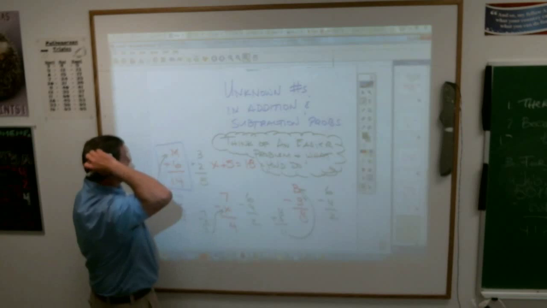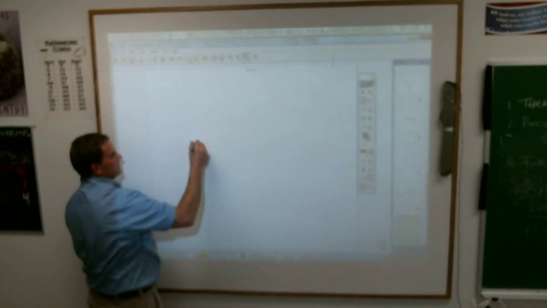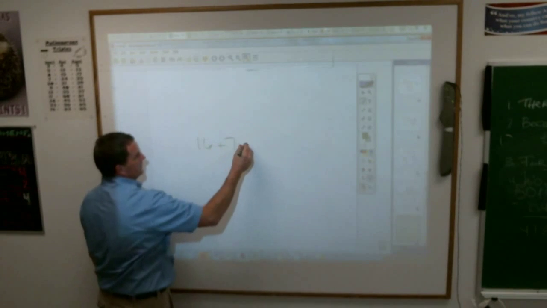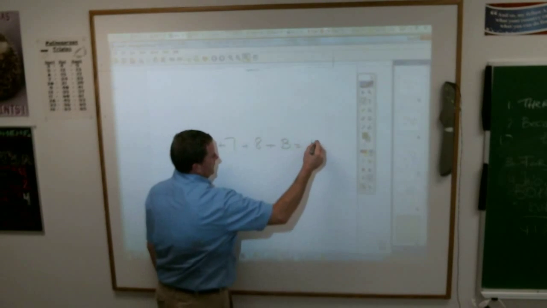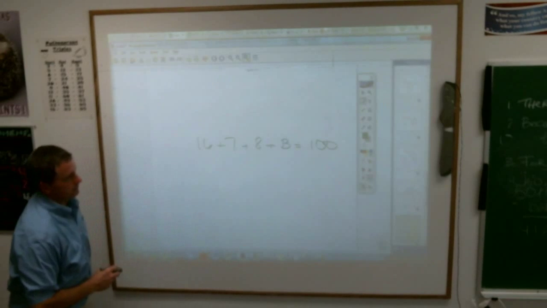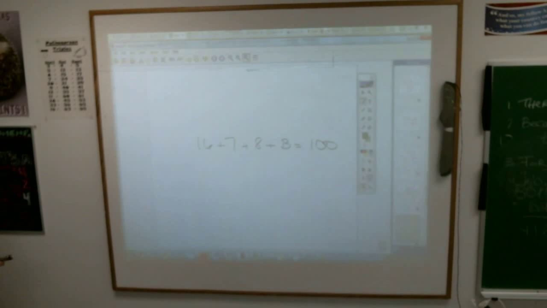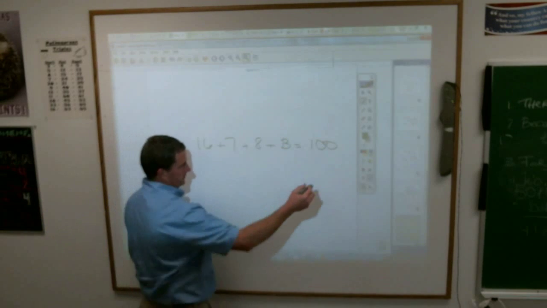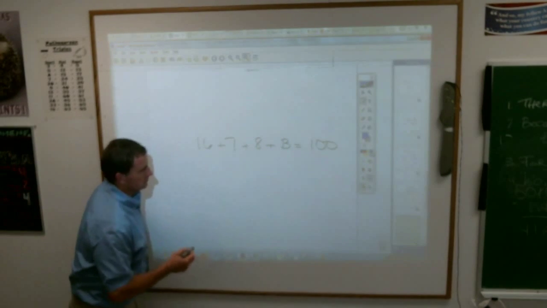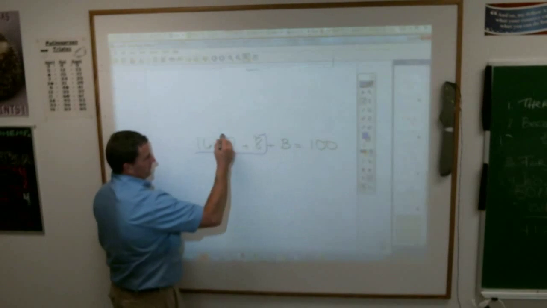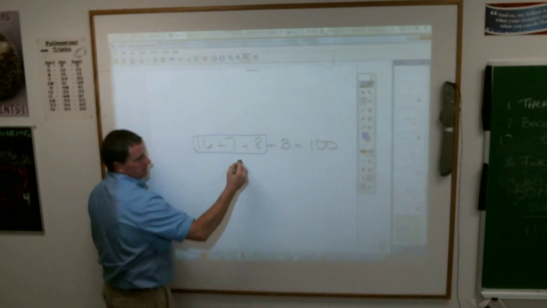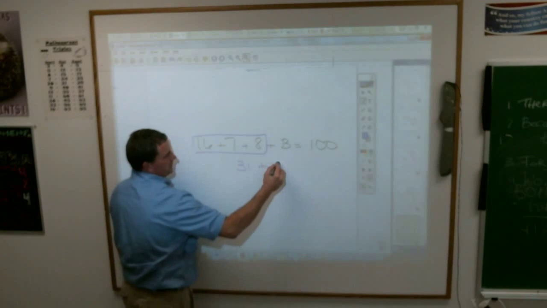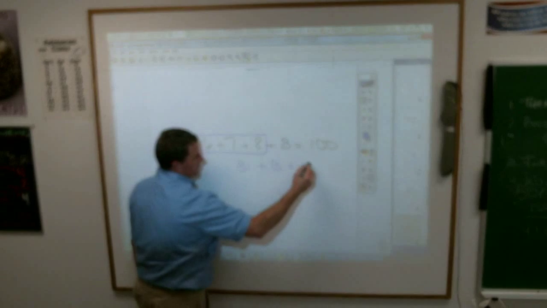Now, what if they give you something that looks like this? 16 plus 7 plus 8 plus b equals 100. What do you suppose are my steps in getting the answer to this one here? Elijah? You add the rest of the numbers. Alright, put what you can add together first. 16 plus 7 is 23, plus 8 is 31, and then it becomes 31 plus b equals 100.